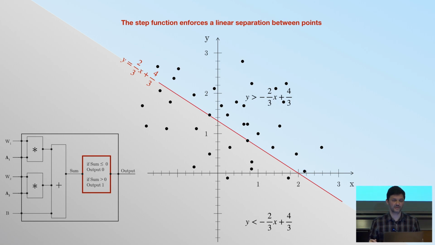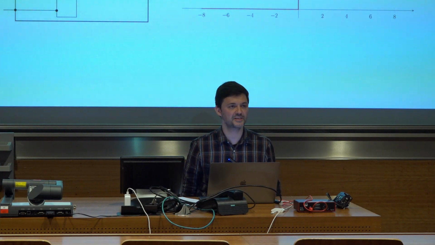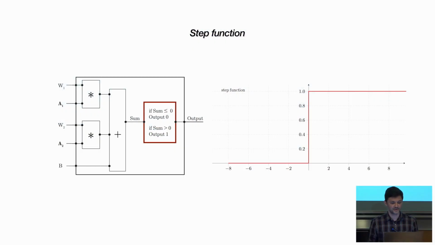The reason why there's a linear separation between points and why we cannot actually learn with this model properly is that this model that we introduced, if sum is less or equal to 0, output 0, or if sum is greater than 0, output 1, is actually called a step function. So this function has only two values. If it's greater than 0, it's 1. If it's less than 0, it's 0.